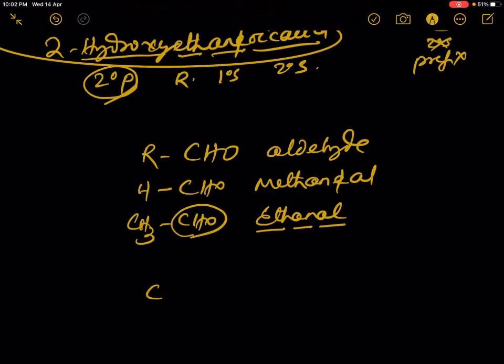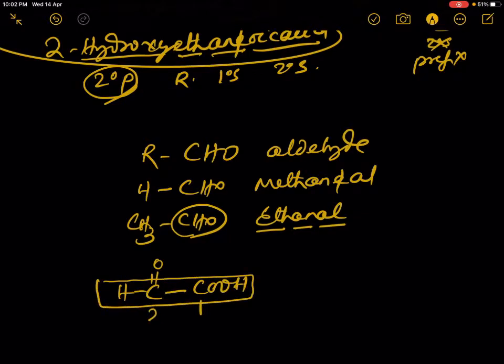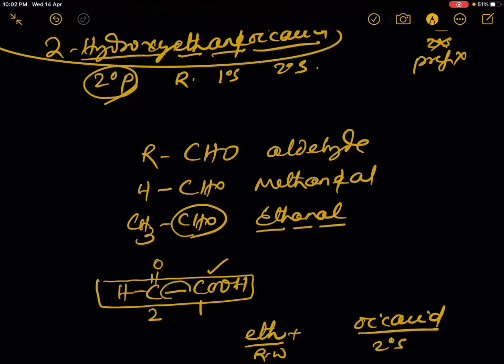If it is bonded to a carboxylic acid, then this is the parent chain. 1, 2. For 2 carbon atoms, the root word is eth. For COOH, the suffix is oic acid. Between root word and this secondary suffix, primary suffix will be written for this carbon-carbon single bond, that is ane minus e plus oic acid.